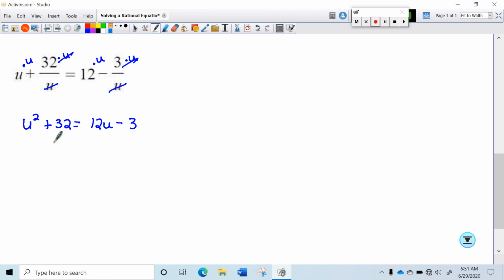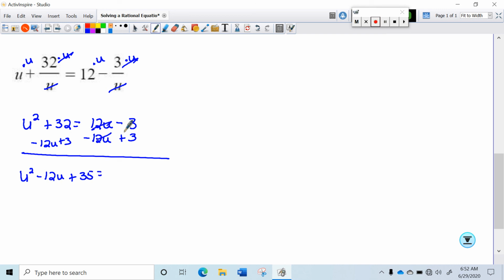You need to leave the u squared alone because it's positive. So you're going to do the opposite of positive 12u is negative 12u. Put that over here. The opposite of negative 3 is positive 3. So I've got u squared minus 12u, 32 plus 3 is a positive 35, equals opposites cancel, 0.